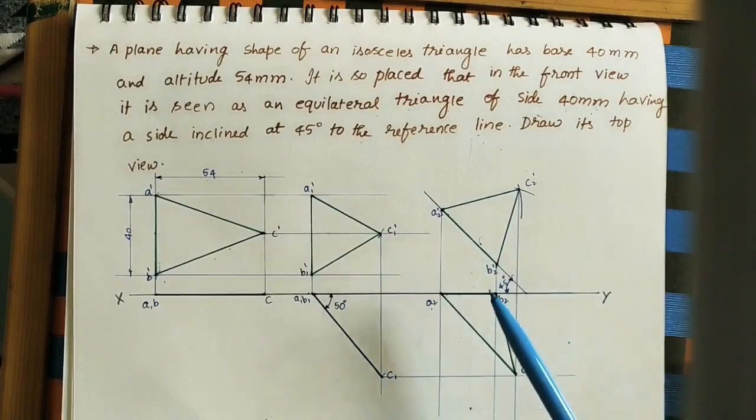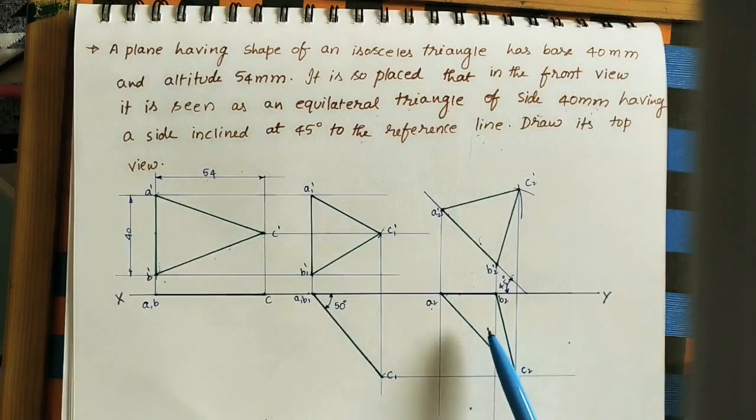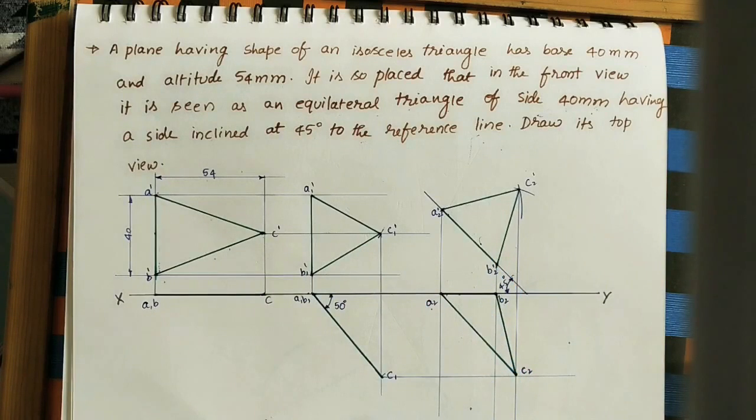So this is the final front view. This is the final top view. In the question they have given: draw its top view. This is the final top view. In all the 3 cases, both front view and top view should be in dark color. In the sheets, use pencils, not pens or sketch pens. Just for showing clear views, I am using the pen and sketch pens.